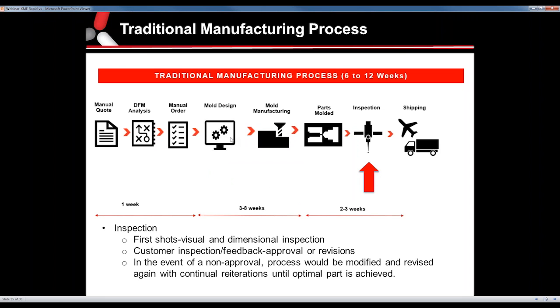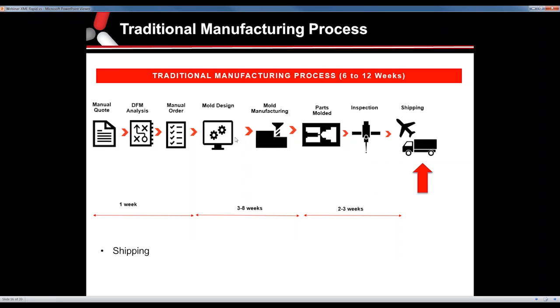Parts are molded, and then inspection happens. So the parts may be shrinking abnormally or have something wrong with them. May need to go back into design to address some issues. And it circles back through mold design, manufacturing, parts being molded and going to inspection until the part is correct. Typically, you want to match to a print at that point, and then the parts would ship out.